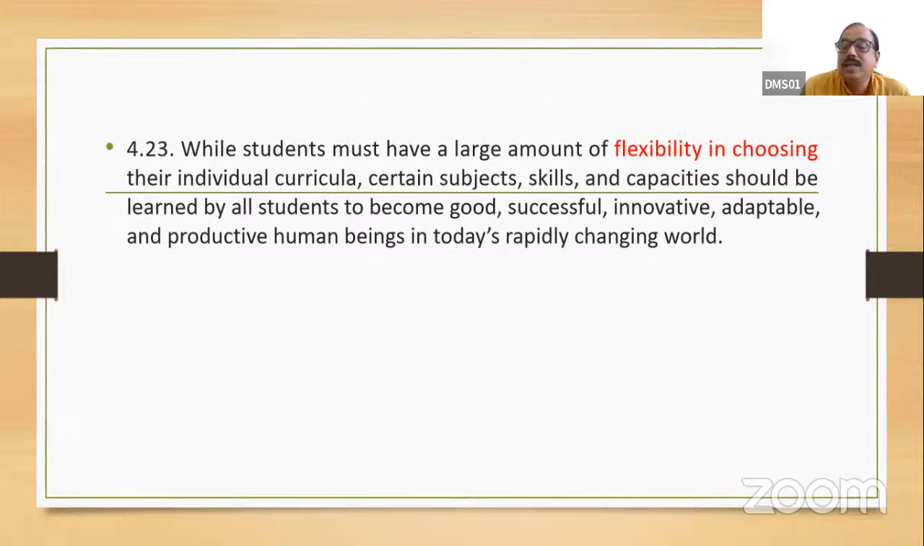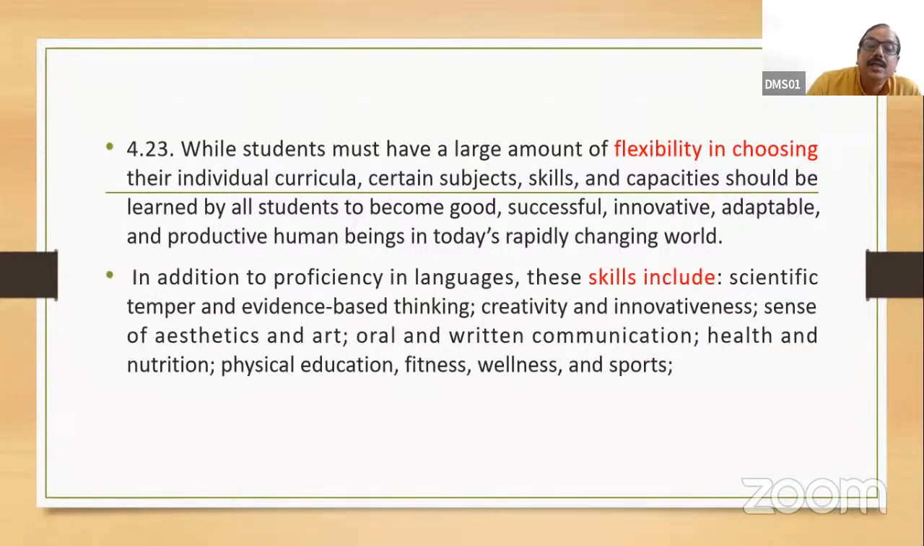Okay. So they are not only saying that students must be cognitively empowered, but they also want them to be socially adaptable and able to meet the social challenges they may face in their day-to-day life. In addition to proficiency in language, what skills must they include? They are saying scientific temper, evidence-based thinking, creativity and innovativeness, sense of aesthetics and art, oral and written communication, health and nutrition, physical education, fitness, wellness, and sports.